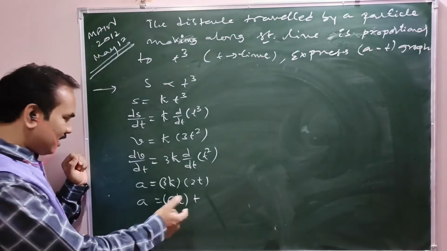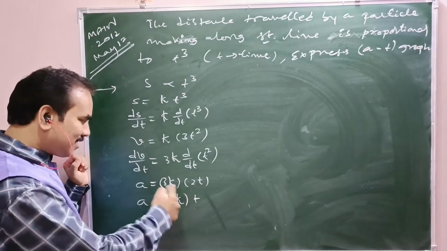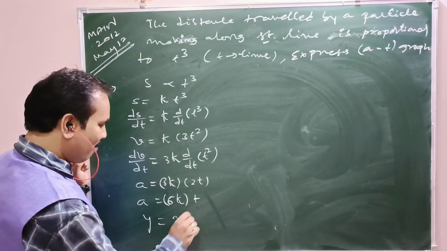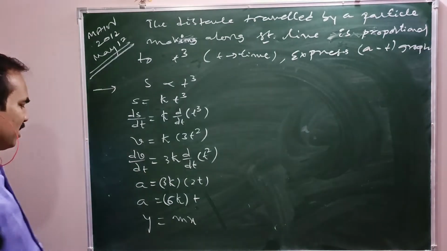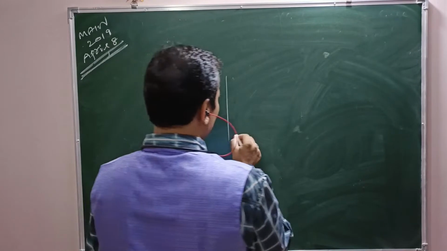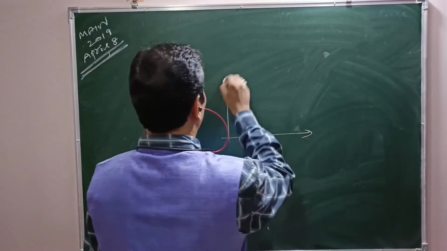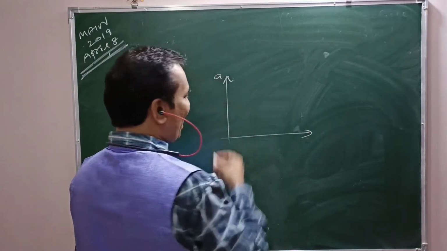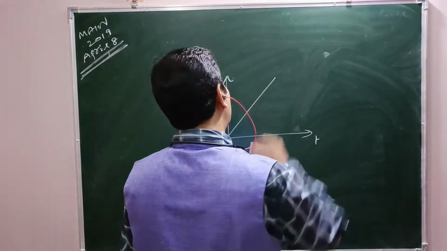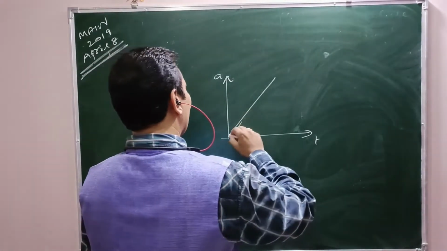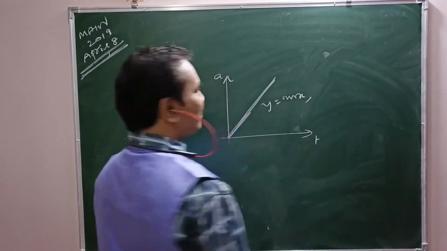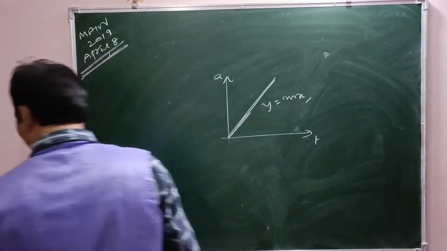So what are the variables here? Acceleration varies with the time, but 6k is constant. So it is in the form of y equal to mx, the general form. The graph is like that. Acceleration is along the y-axis, time is along the x-axis. So y equal to mx means a straight line passing through the origin, right? So this is the required graph.